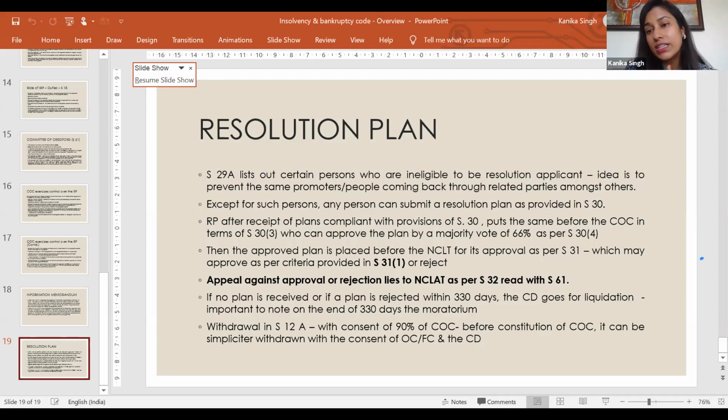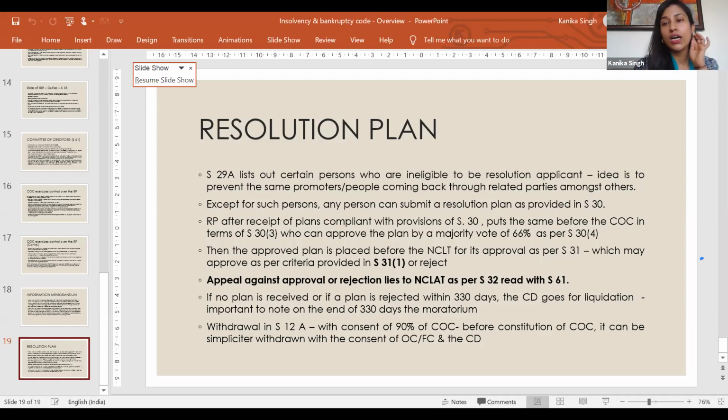So if within 330 days we do not get a successful resolution plan, which has been approved by the board, by the Committee of Creditors and by the NCLAT, then the company will move for liquidation, and that is a separate process itself. One more thing can happen before the company can move for liquidation, and that is a withdrawal of the application.